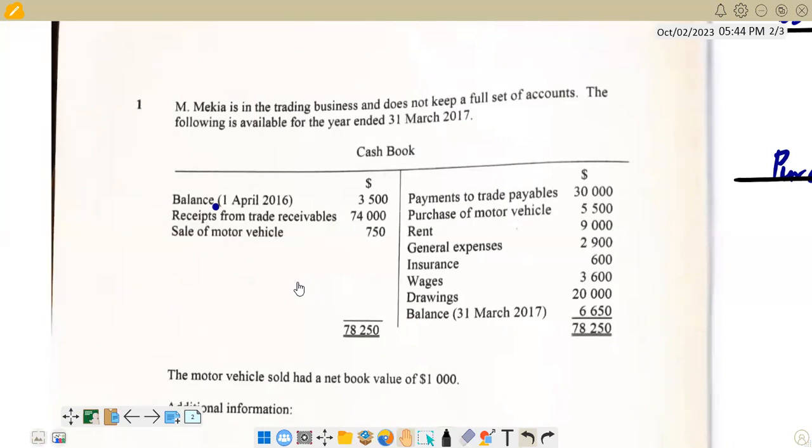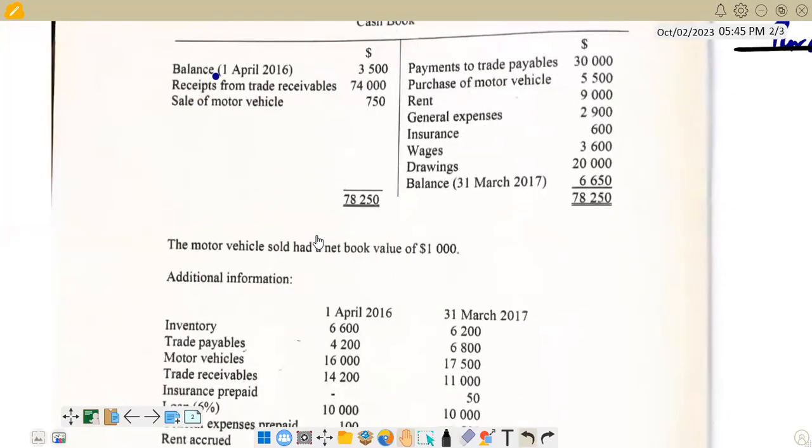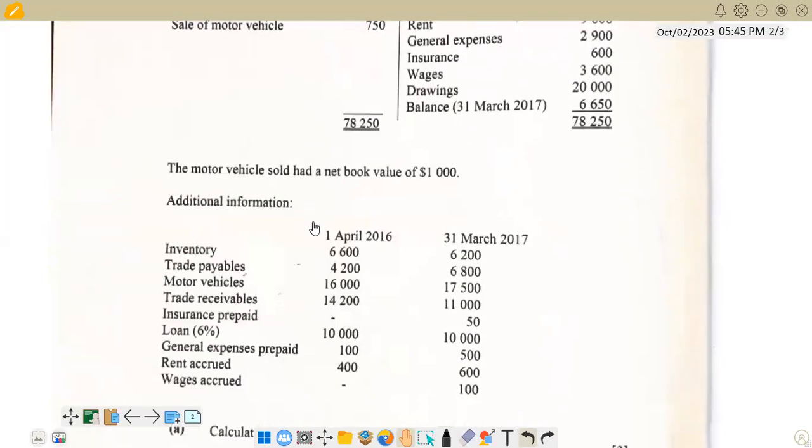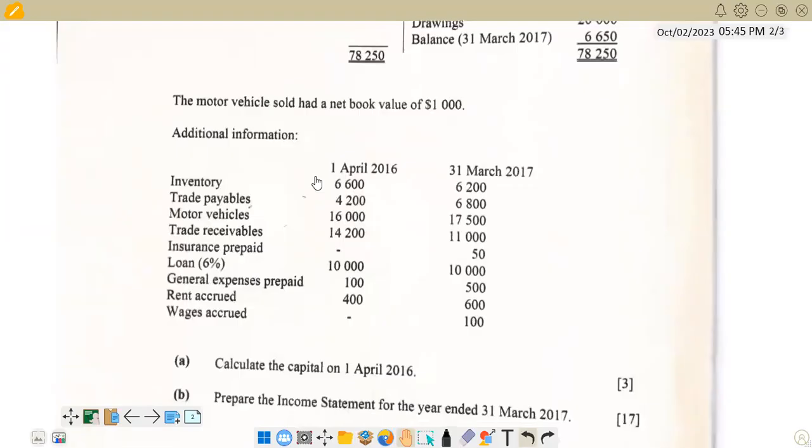So we are given a cash book there with some transactions. And then if you go down with the question, we are also told that the motor vehicle sold at a net book value of $1,000. And we are given additional information. On additional information, there's a list of balances that you are given on 1 April 2016. That's where the financial year is starting. And they're also given balances at the end of the financial year, that is on 31 March 2017.